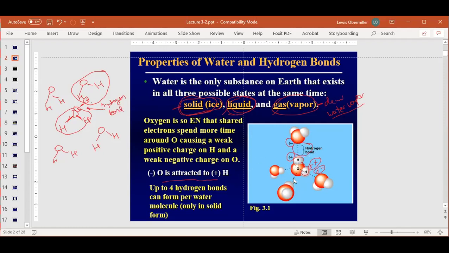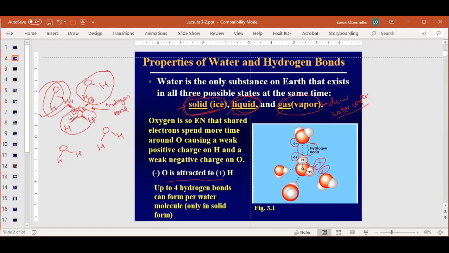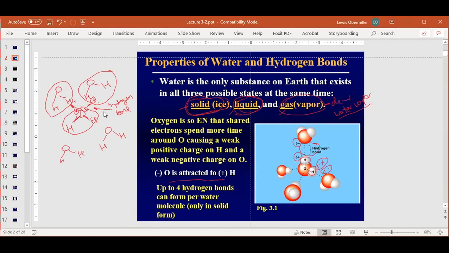And remember, we have four of these partial charges because of the location of the electrons. So this is going to have another negative partial charge, and it's going to make another hydrogen bond with this one. So remember, these are separate, but they're attracted to each other. And so this is also a hydrogen bond. Same thing here. And so they don't really connect. They just kind of float around each other.